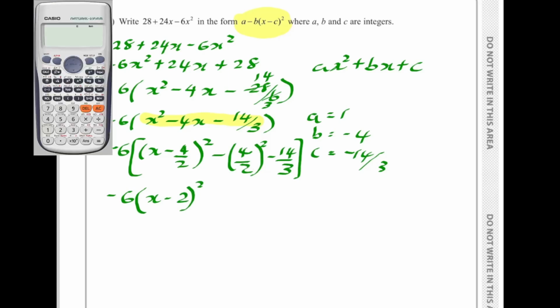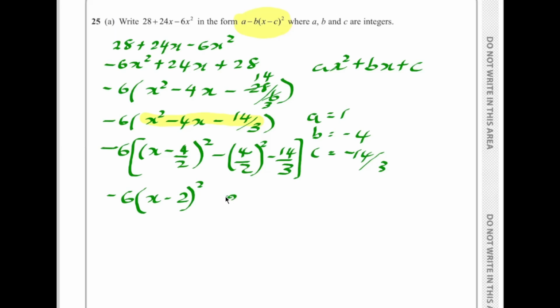Let's input it in this way. Minus bracket fraction, what is 4 over 2. Close the bracket, squared. Minus 14 over 3. Then I'm getting minus 26 over 3. Still we are getting this square bracket.